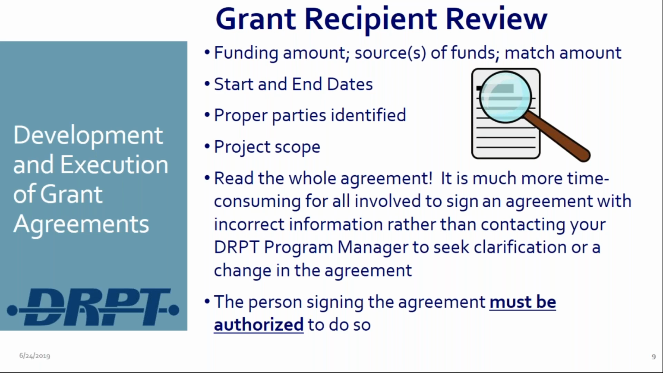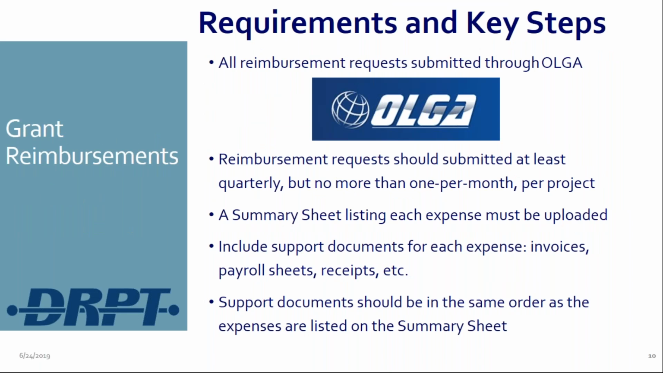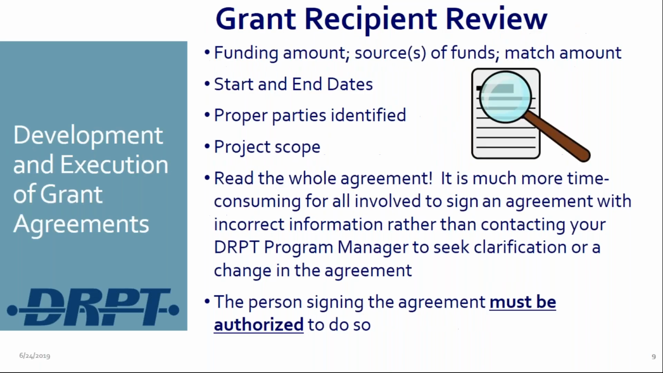So make sure start and end dates are good. Make sure the scope is what you intend it to be, and it should be in agreement with what was approved in the 6-year plan. If it's not, then we've got a scope issue.